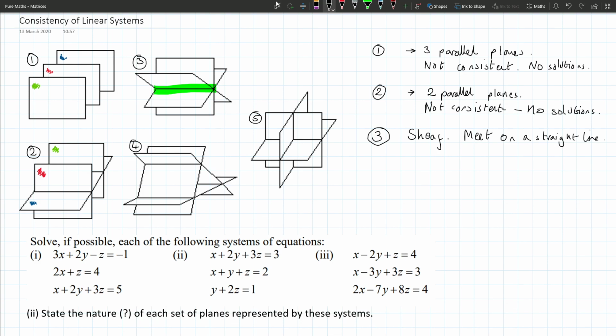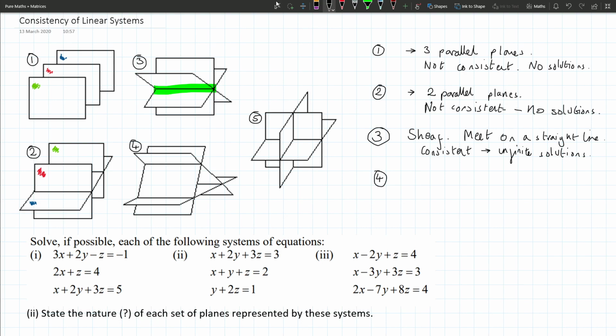So this means they are consistent, and there's infinite solutions, because any point on that straight line is going to be a solution, just like when we had the 2 lines that were on top of each other in the other example.